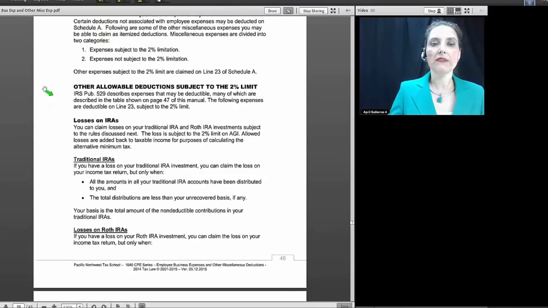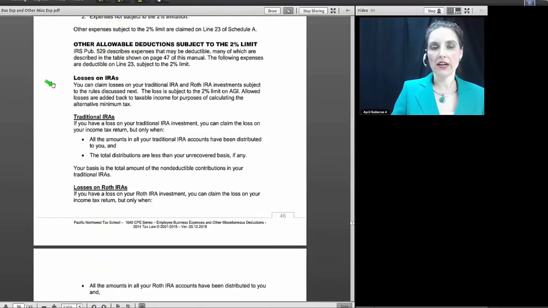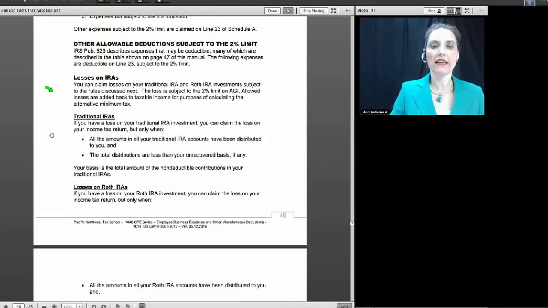IRS Publication 529 describes expenses that may be deductible, many of which are described in the table shown on page 47 of this manual. The following expenses are subject to the 2% limit. The first one we have is losses on IRAs. You can claim losses on your IRA and Roth IRA investments subject to the rules discussed next. The loss is subject to the 2% limit on AGI allowed. Allowed losses are added back to taxable income for purposes of calculating the AMT.